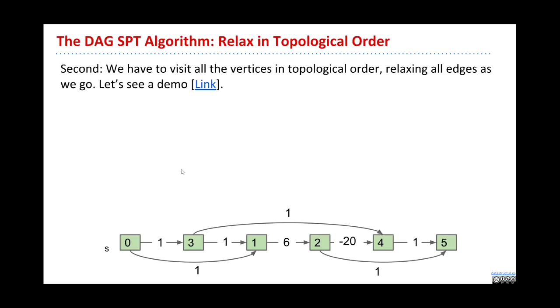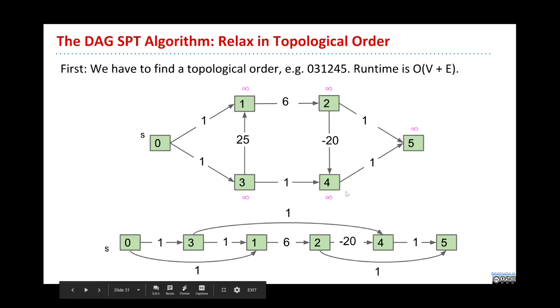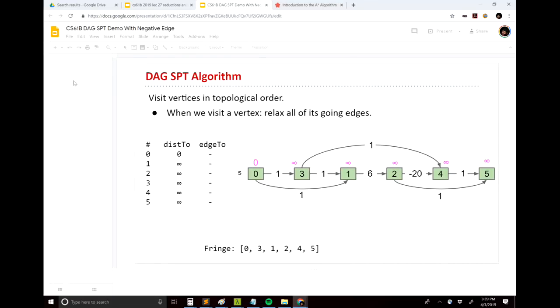Okay, let's see if I have a demo here. So basically, the algorithm would look like this. Given a graph, first find a topological order. You guys did that. Turns out that's V plus E to do all those depth first searches. Next, we just relax all the edges. This will look pretty much like Dijkstra's, but this is just to prove to you that this works.